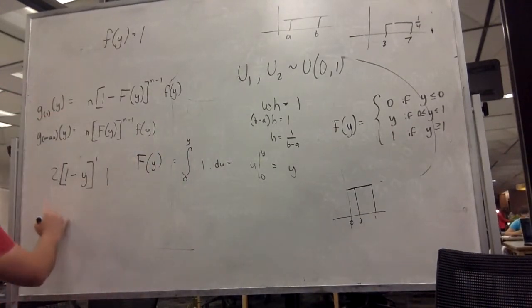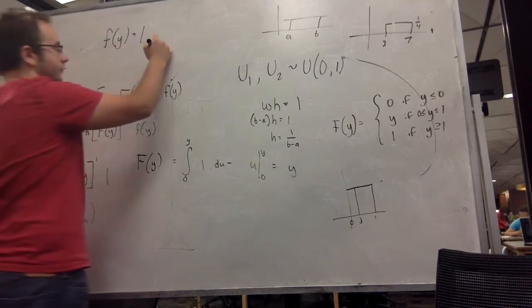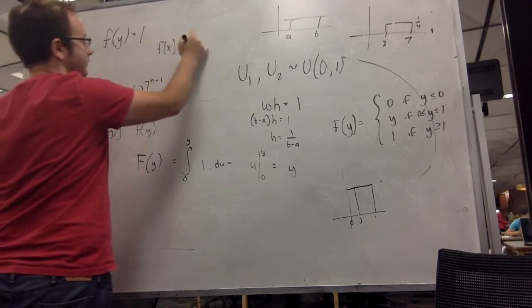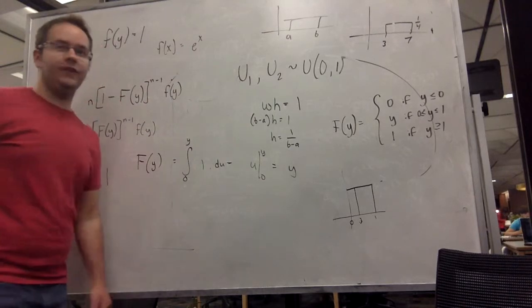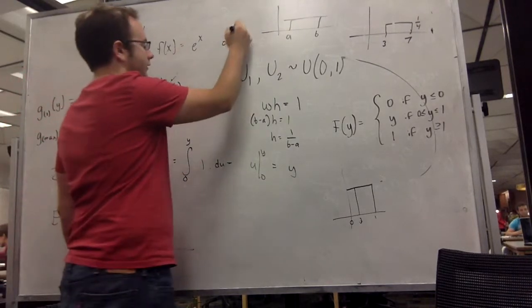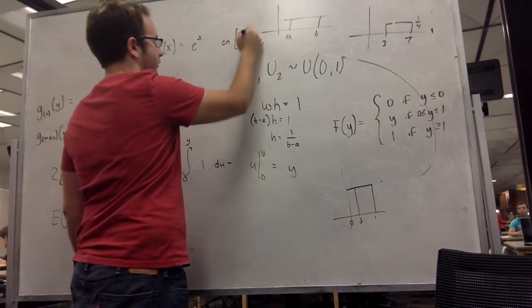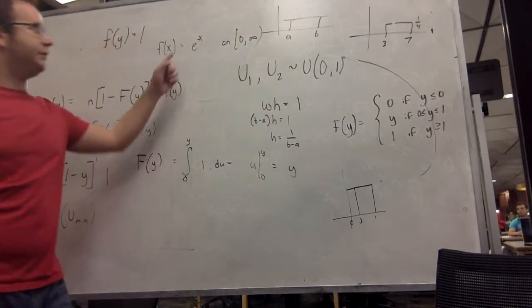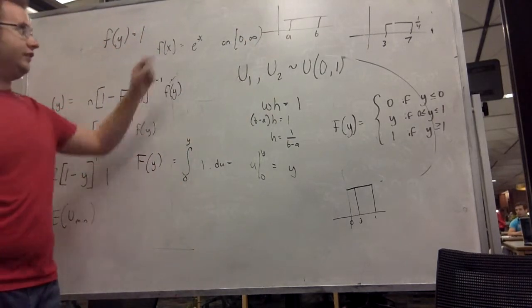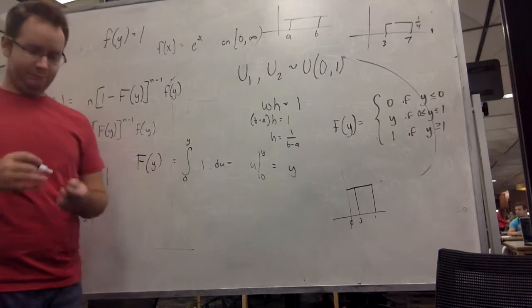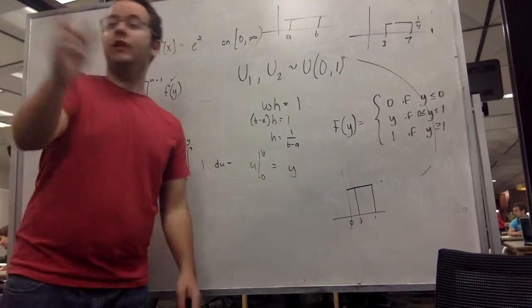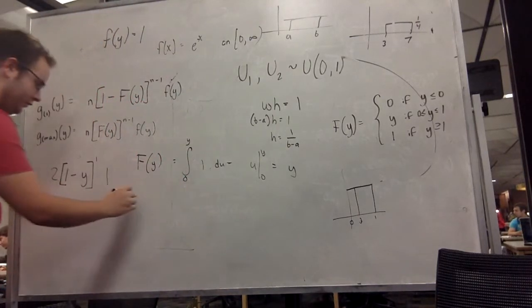If I ask you to find the expected value of this distribution, how do I find it? If I told you f of x was e to the negative x on 0 to infinity, if I wanted you to find the expected value of this distribution, how would you find that? Multiply by y. Yeah, multiply by y and integrate.